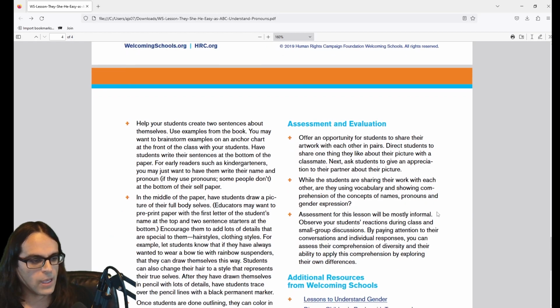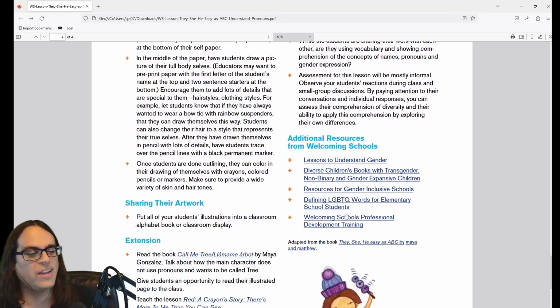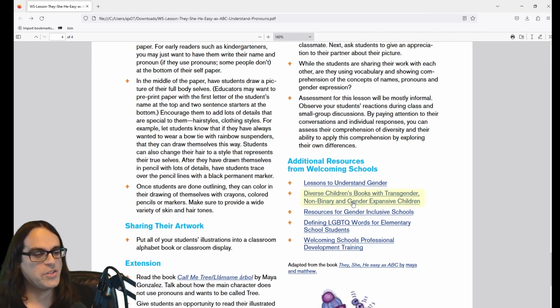Okay. So help your students create 2 sentences about themselves. Use examples from the book. Yeah, this book about trees and Z's and stuff. All right. You may want to brainstorm examples on an anchor chart at the front of the class with your students. Have students write their sentences at the bottom of the paper. Okay, so for the kindergarteners, you might just have them write their name and pronoun. What the hell, dude? These kids can barely write, and teachers already want to assign them a pronoun. So in the middle of the paper, have students draw a picture of their full body selves. This is really interesting. Educators may want to pre-print.